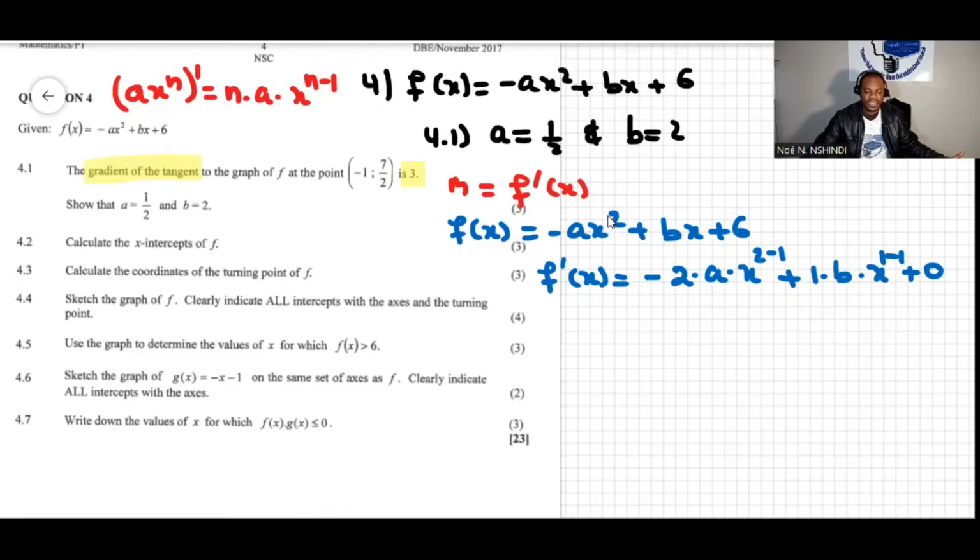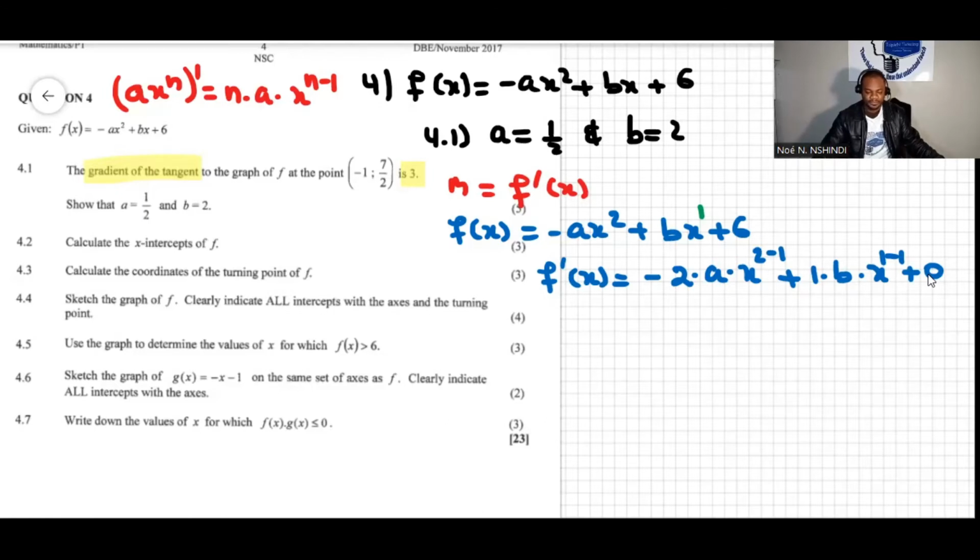So now the n gets down, 2. The negative sign was there, so negative 2 times a times x to the power of 2 minus 1. And then over here, if you don't see any exponent on the x, understand that it's just 1. So following this formula, we have 1 times b times x to the power of 1 minus 1. And the derivative of all constants, meaning numbers like negative 3, like 17, like 3 billion, is just equal to 0.